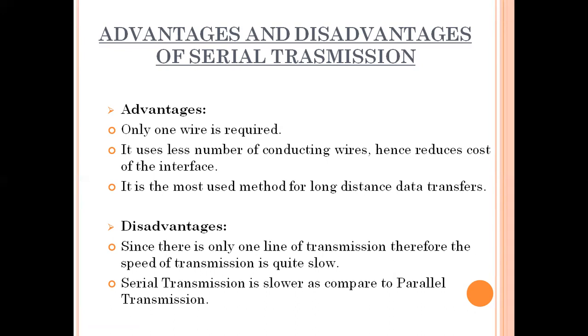Now, let's talk about some disadvantages. First disadvantage is since there is only one line of transmission, therefore the speed of transmission is quite slow. It means that because of less number of transmission lines, the transmission speed becomes low. Second one is serial transmission is slower as compared to parallel transmission because in serial transmission bits are sent one by one at a time and in parallel transmission bits are sent together at a time.